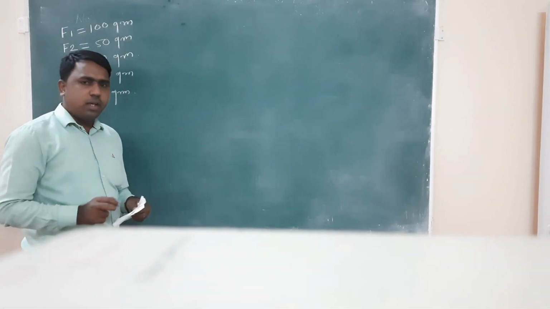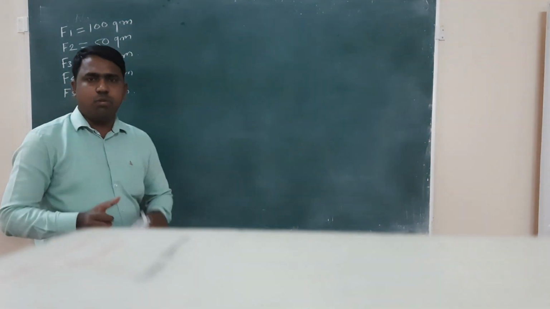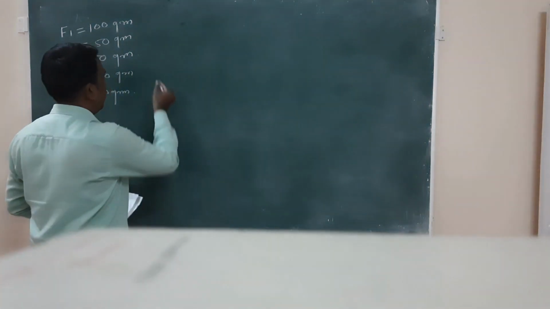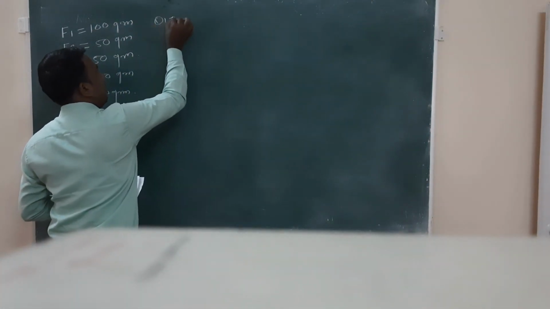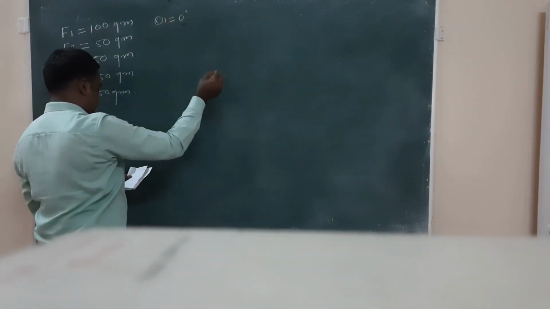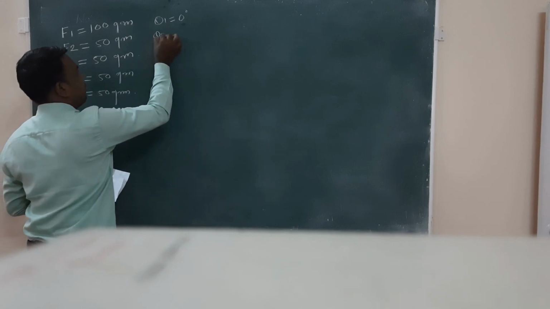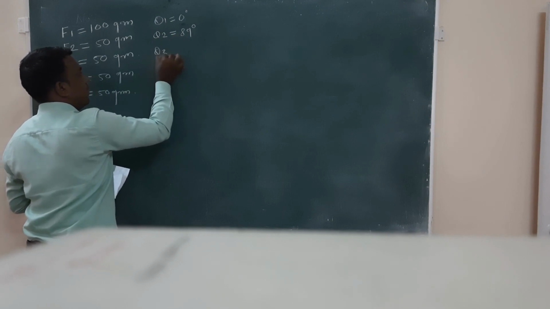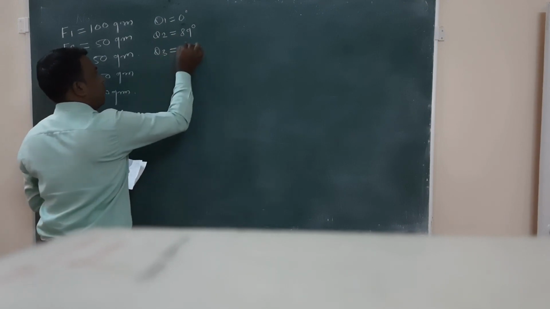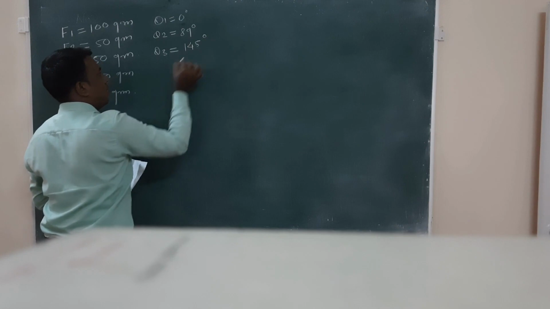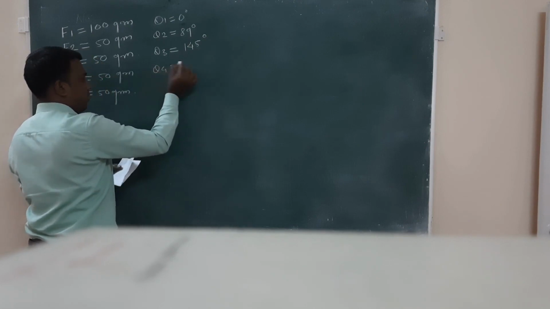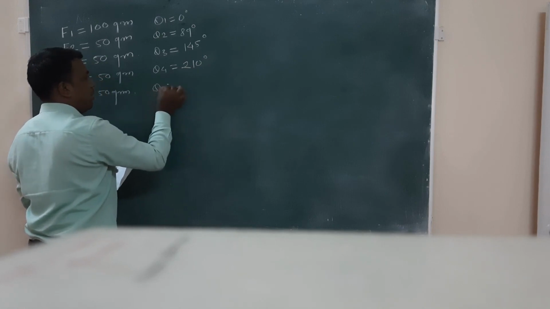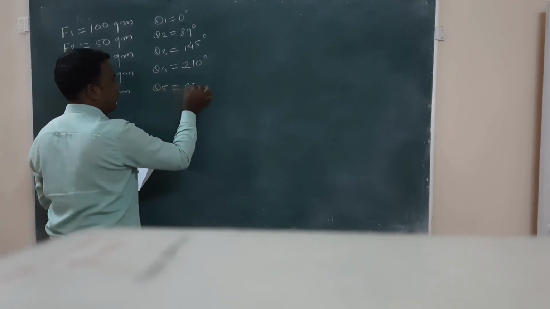Then we have obtained the angles. We have set the system to the equilibrium conditions. So we got the angles that are given as theta 1 to theta 5. So theta 1 is 0 degree, theta 2 is 89 degree. Then theta 3 is 145 degree. Theta 4 is 210 degree. And theta 5 is 258 degree.